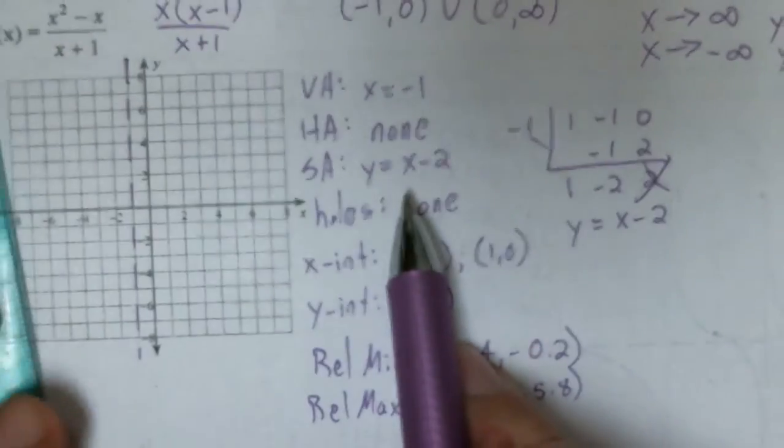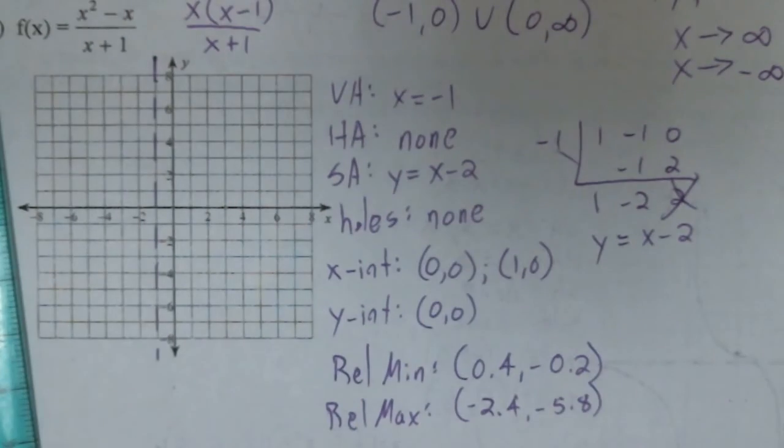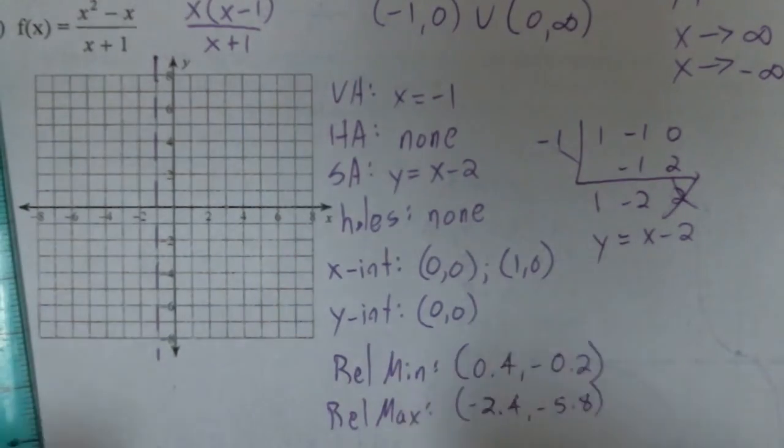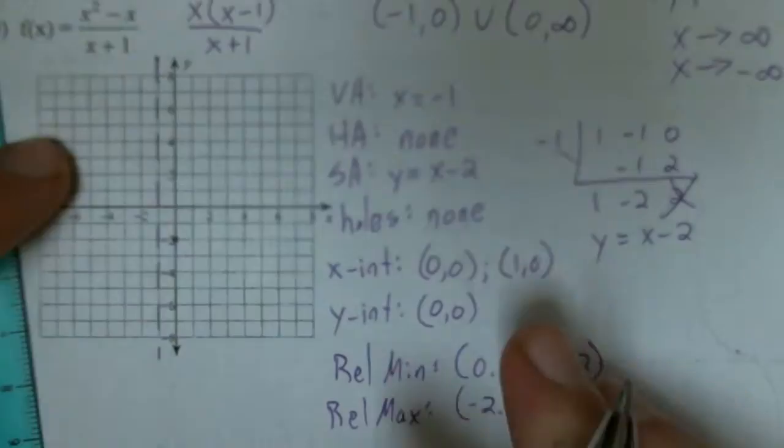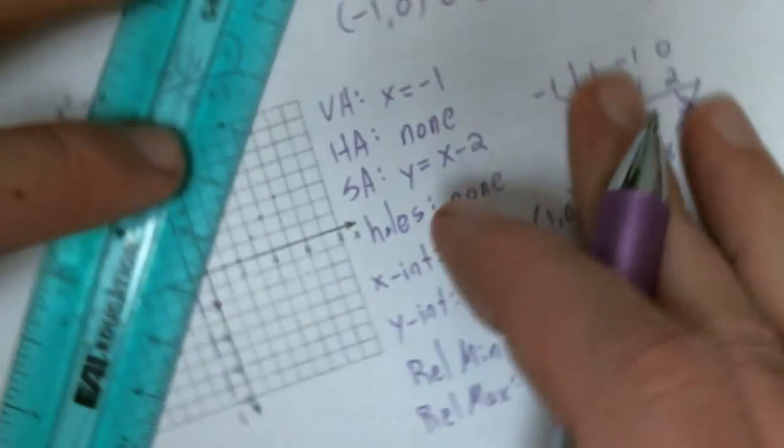Okay. Slant asymptote at y equals x minus 2. Now if you want to plot it, knock yourself out. I'll go to a y-intercept of negative 2, and then I've got a slope of 1. You want to draw that? Cool.